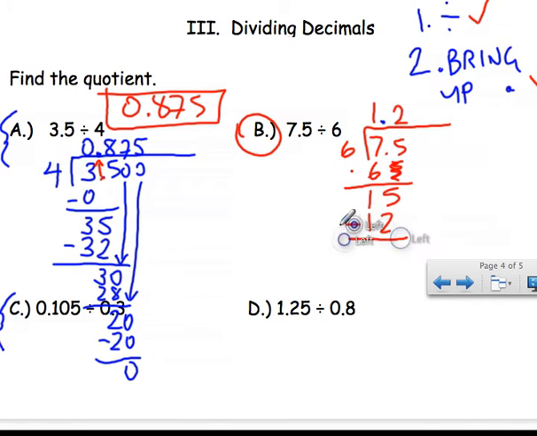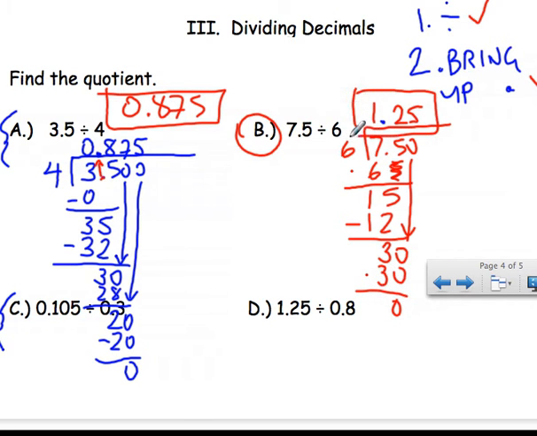That's 12. 3 left over. Bring down a 0, it's now 30. 6 goes into 30 5 times. And you're done. Your answer should have been 1 and 25/100ths. So that was an example involving division with a divisor that was a whole number. Here we're dividing by 4, which is a whole number. Here we're dividing by 6, which is a whole number.